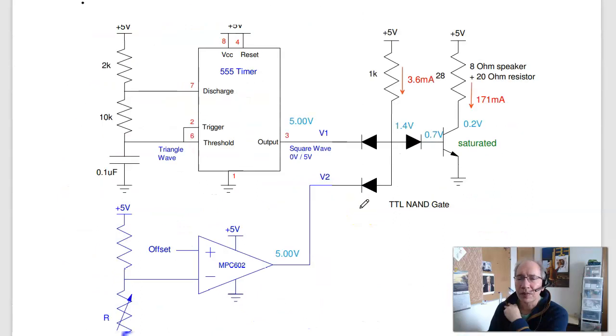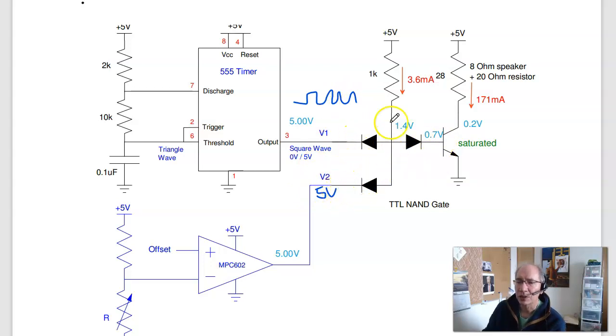Problem 7 looks at using DTL logic to build a temperature alarm. So here what I have is a 555 timer outputting a square wave. When this is 5 volts, the alarm turns on.